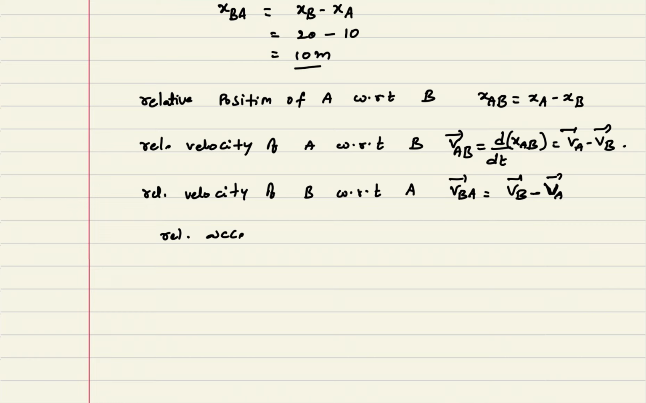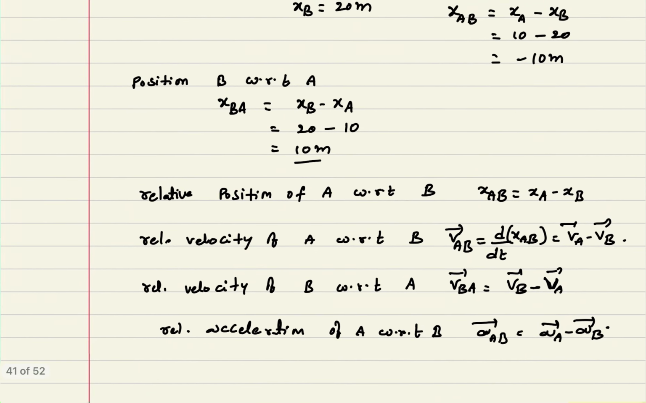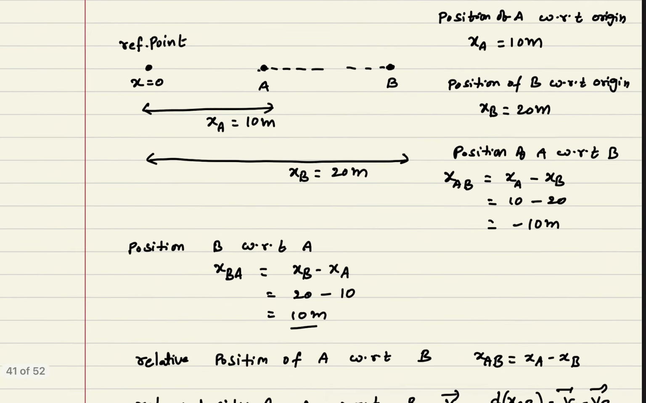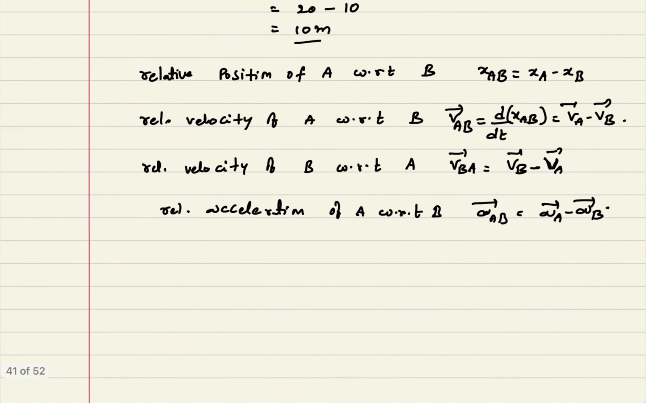Similarly, the relative acceleration of A with respect to B can be written as the acceleration of A minus the acceleration of B. That's all. This is actually the only concept. Throughout relative motion, whether it is one dimension or two dimensions, we have to see only this part.